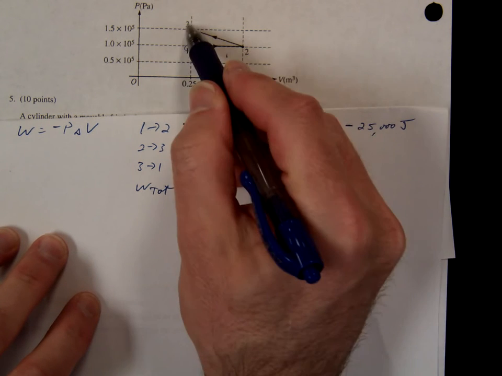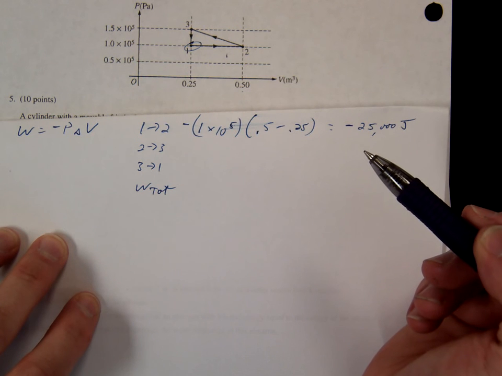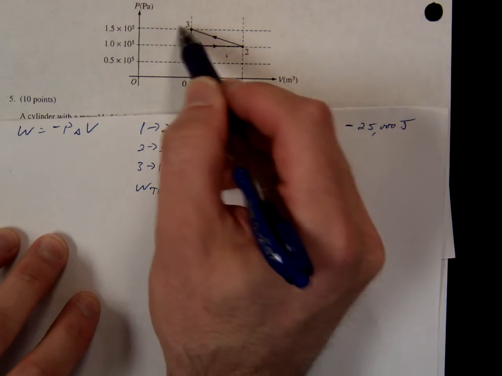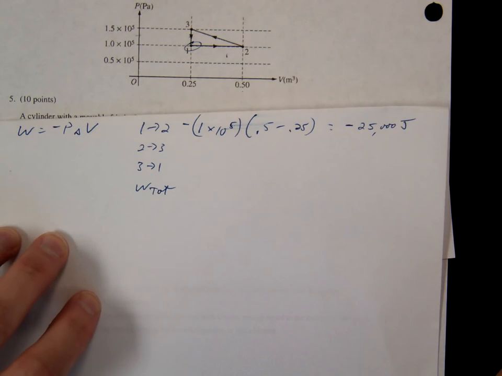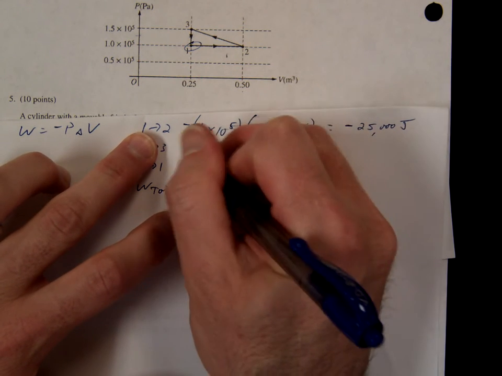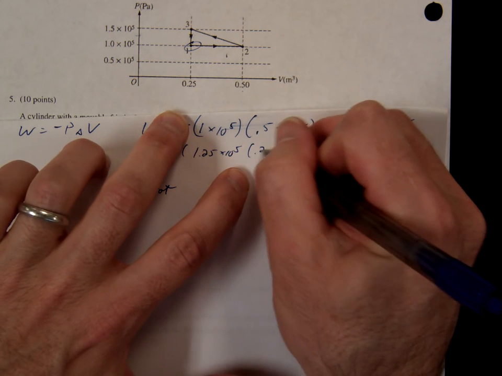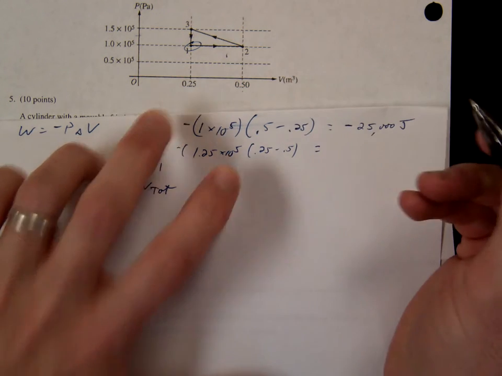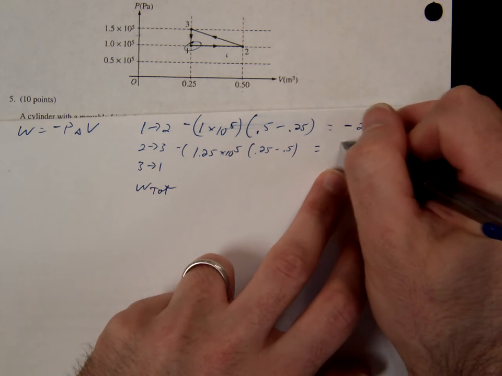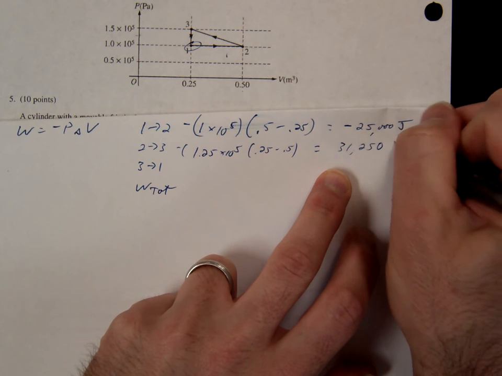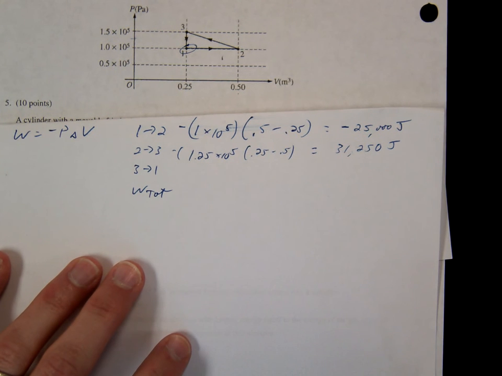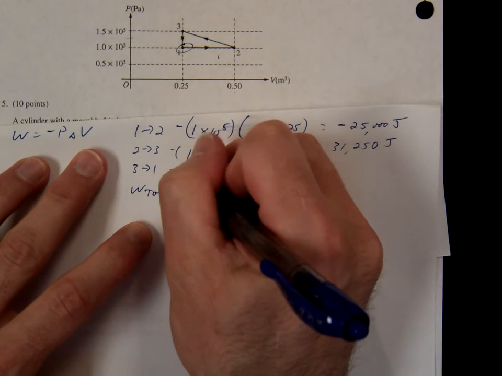Now for 2 to 3, what do we use for the pressure? We're going to use the average there. Remember, when the pressure is changing, just use that midpoint average. So we're going to use 1.25 times 10 to the 5th, and this would be 0.25 minus 0.5. That's going to give us 31,250, positive. And then 3 to 1, well, you should be able to do this one in your head. What's 3 to 1? 0.